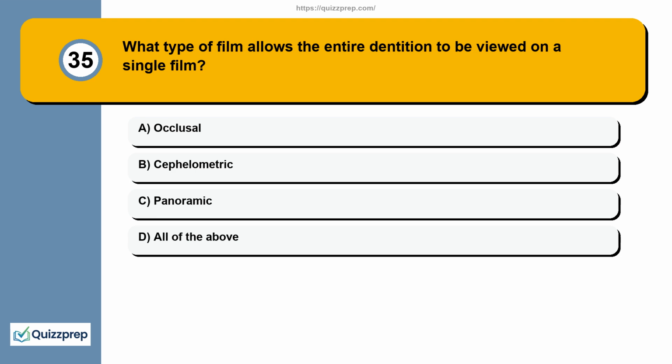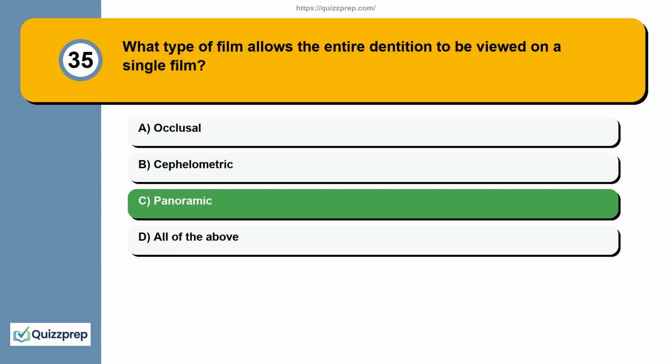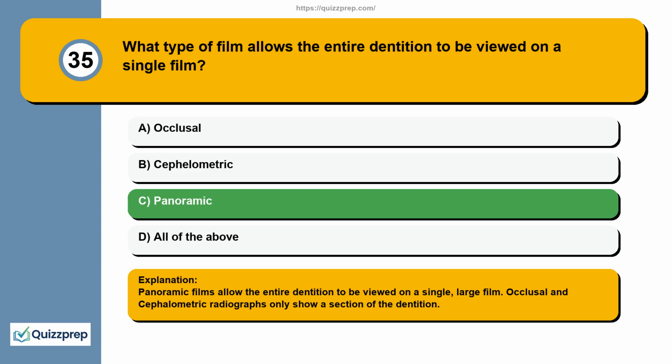Question 35. What type of film allows the entire dentition to be viewed on a single film? Occlusal, cephalometric, panoramic, all of the above. Panoramic films allow the entire dentition to be viewed on a single, large film. Occlusal and cephalometric radiographs only show a section of the dentition.